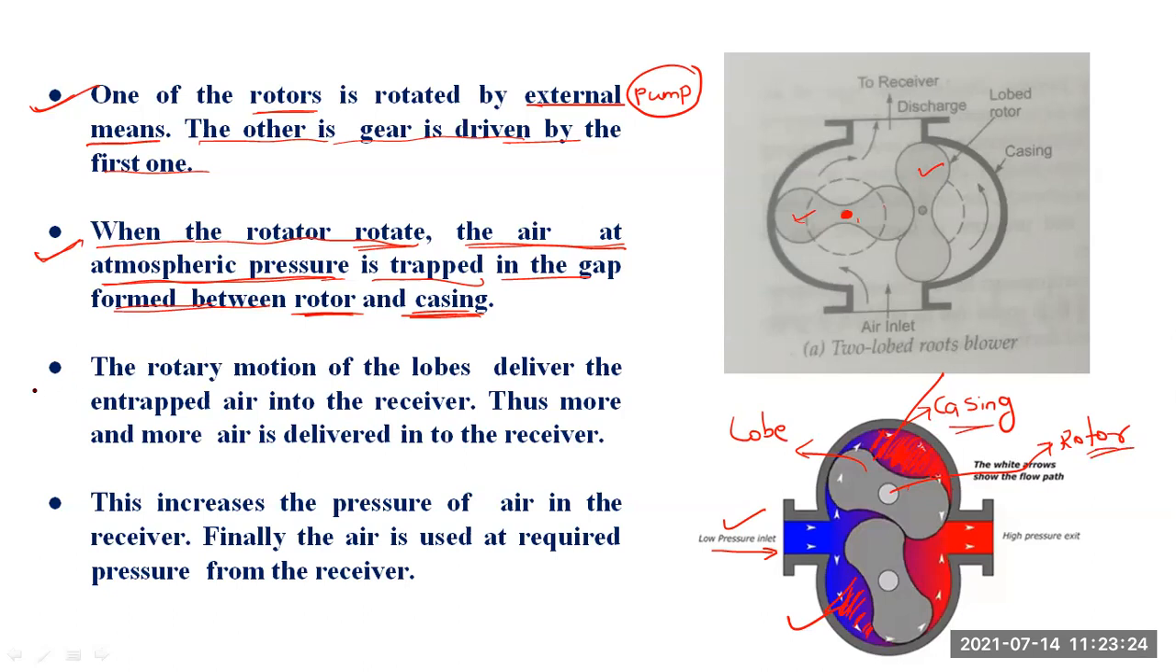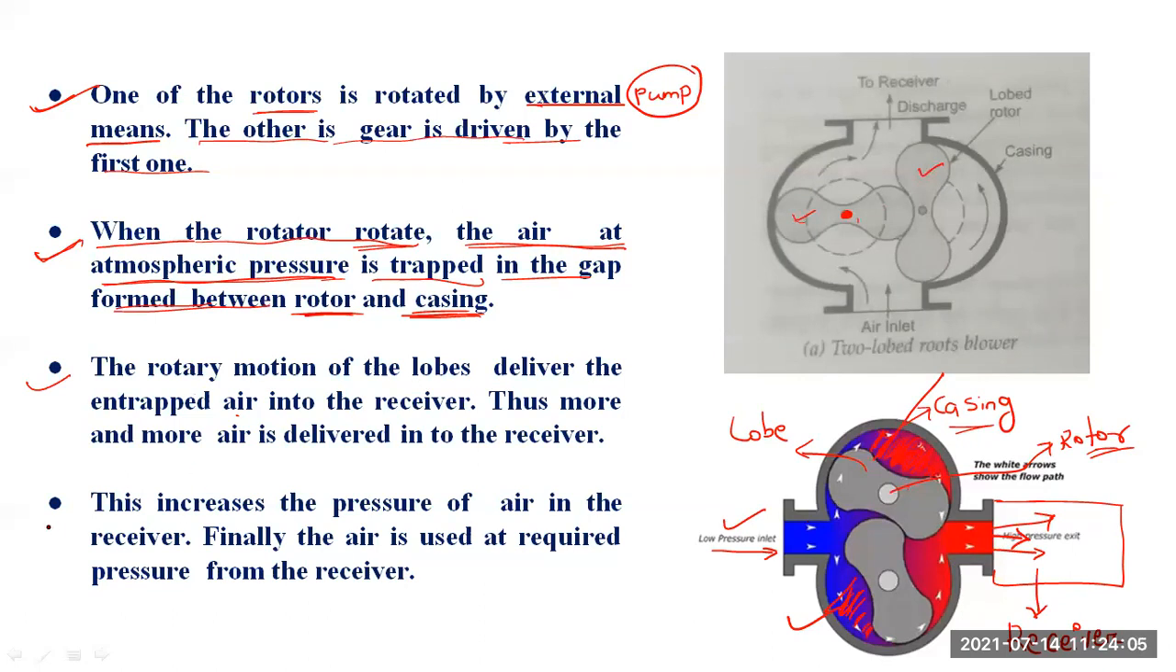Okay. Third point, the rotary motion of the lobes delivers the entrapped air into the receiver. Okay. So outside this lobe here, one box will be there where we are going to store the high pressure air. This box is called the receiver. Okay, so here inside this casing, we are compressing the air, we are increasing the pressure of the air. After that, that high pressure air we are supplying to the receiver, which will be connected with the outlet.